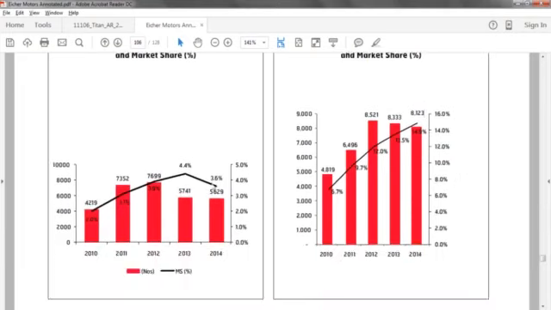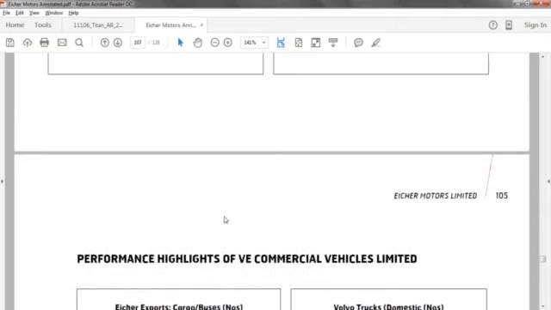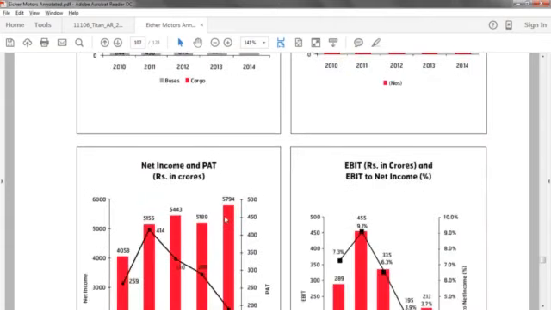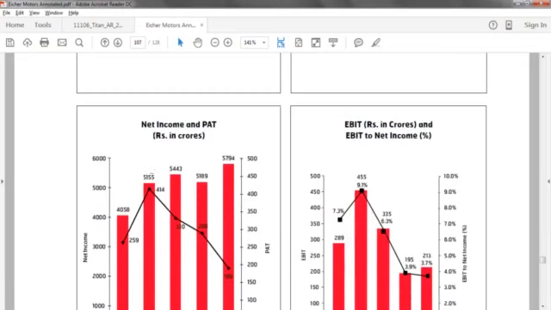So their market share saw a decline in the heavy truck segment, right? Then they talk about cargo buses and exports, and Volvo trucks. What is the domestic number growth that has happened in Volvo trucks over this period? And then net income and PAT for this particular segment. You'll see net income has been steady, but profits have declined for this segment over the years.